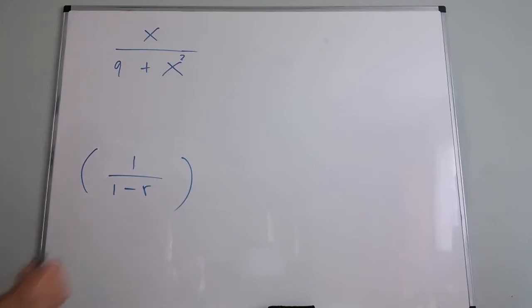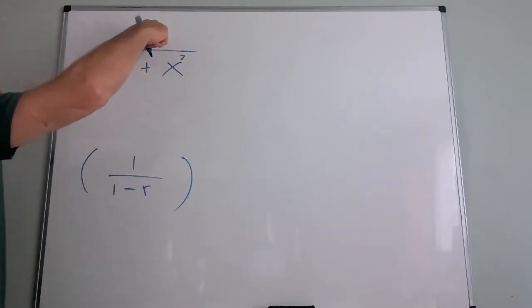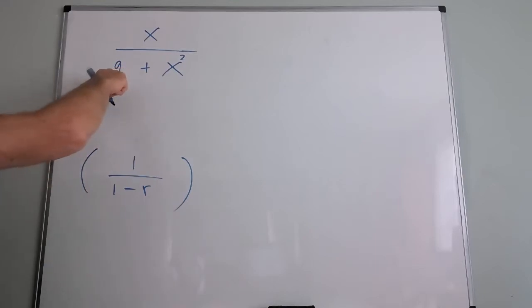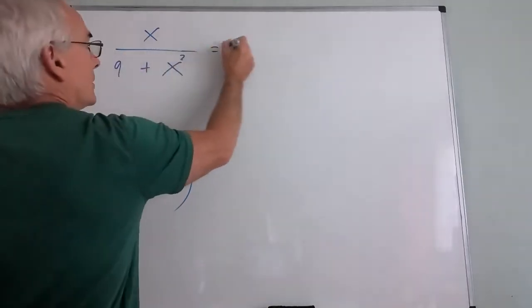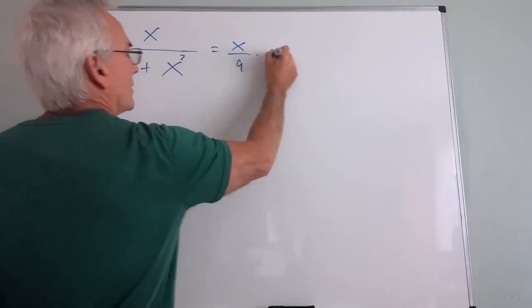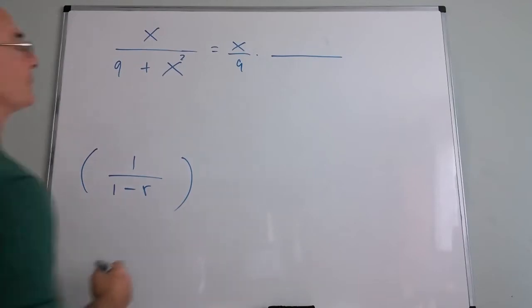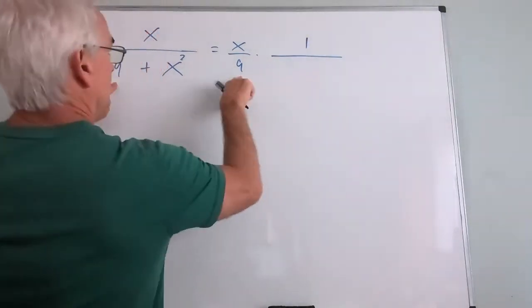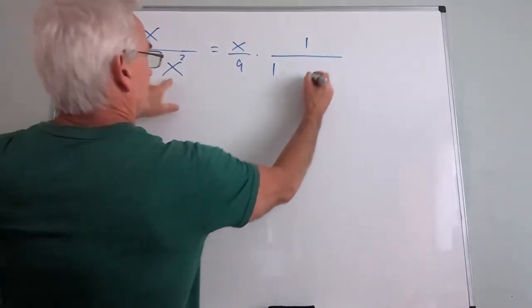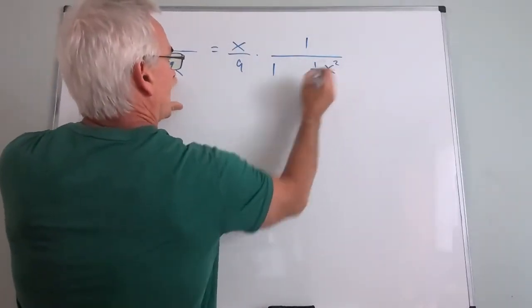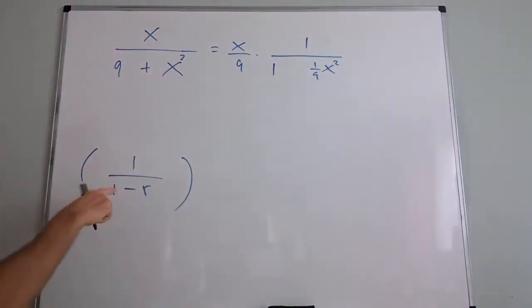Just factor out the x. Does that bother me? No, I can just factor it out like we did before. Let's do that as the very first step. Now, what's on top? 1. What's on the bottom? 1 plus x over 9, squared. But I need it to look like this.